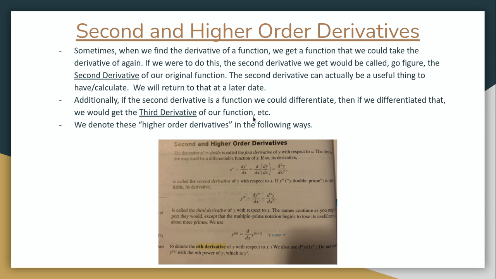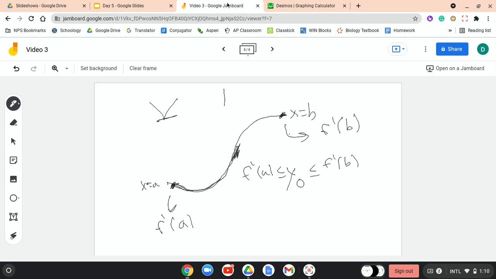And the last topic of the day is the idea of second and higher order derivatives. Sometimes when we find the derivative of a function, we get a function that we could take the derivative of again. If we were to do this, the second derivative we would get would be called, go figure, the second derivative of the original function.